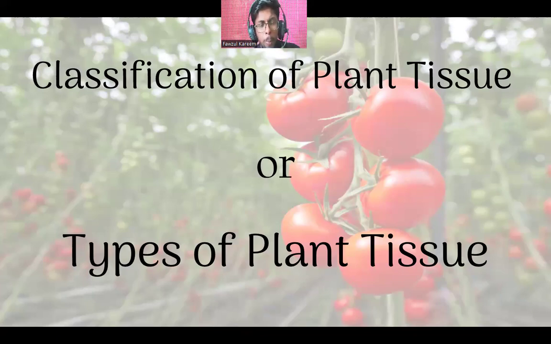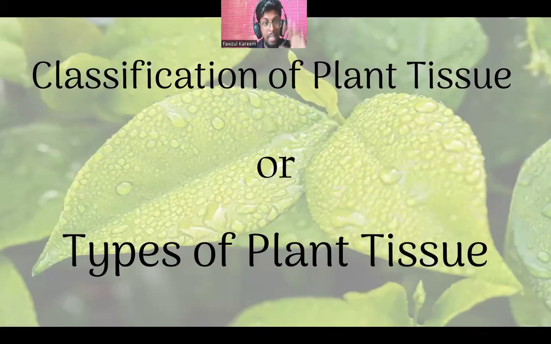Am I right or no? The fruit has a different type of structure. If you take the root, it is a different type of structure. If you take the leaf, that is a different type of structure.